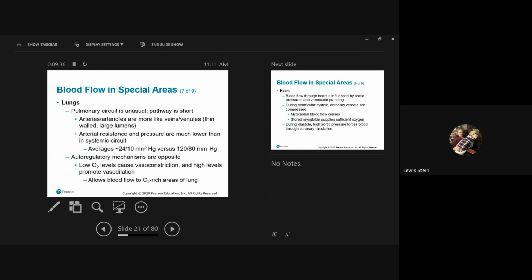So the lungs, relatively short pathway, relatively low pressure. The nature of veins and arteries and those capillaries is somewhat reversed. So the arteries are more like veins or venules, etc. So again, it's reversing the nature of the flow. There are a lot of autoregulatory mechanisms. So low oxygen levels cause vasoconstriction, and high levels promote vasodilation. And that's one of the things when you get into the lung, you're going to see that.